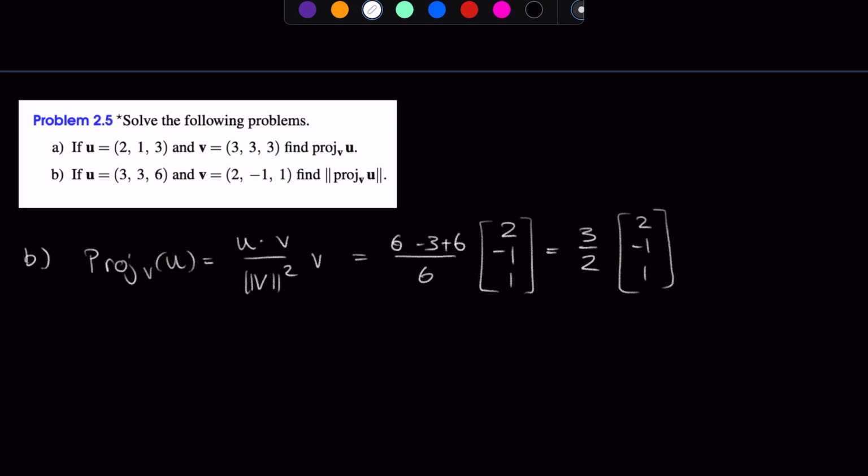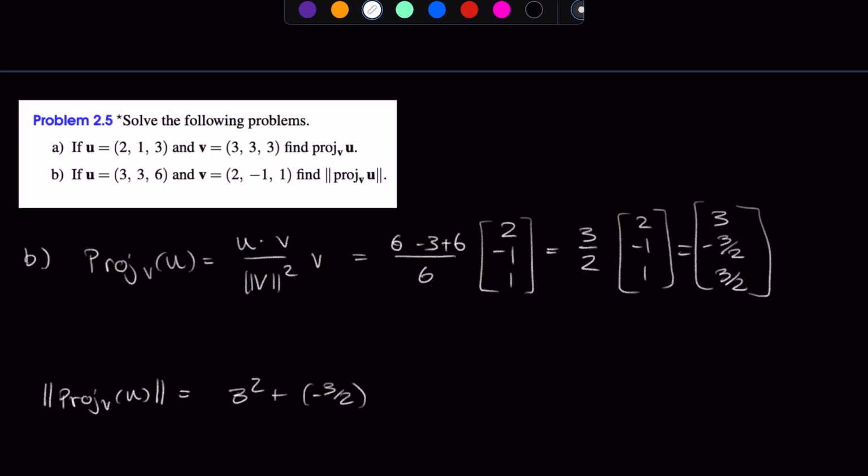And what do we get here? The 2 is going to cancel out, so 3, negative 3 over 2, and 3 over 2 is our projection of u onto v. So now all we need to do is find the magnitude of the projection of u onto v, which is equal to the square root of 3 squared plus negative 3 over 2 squared plus 3 over 2 squared.